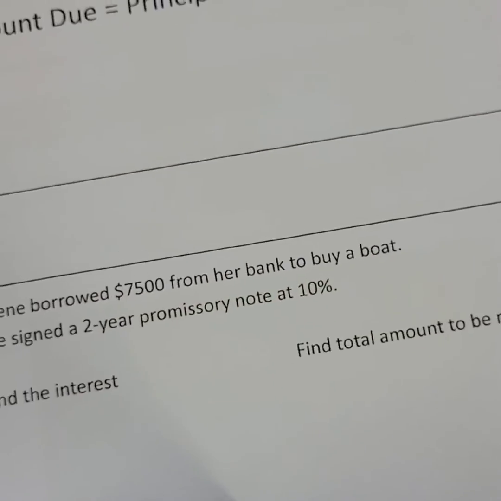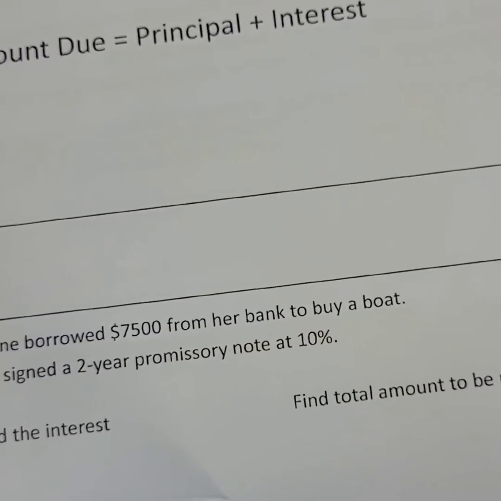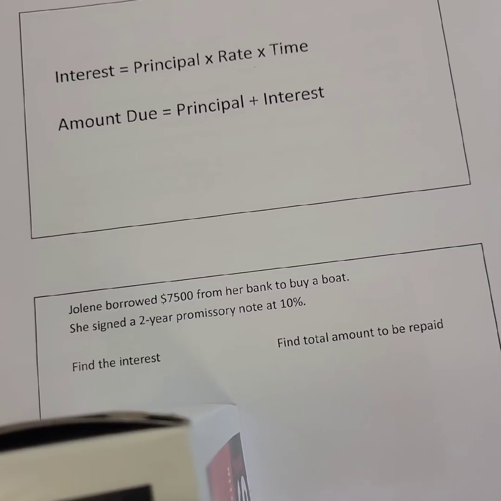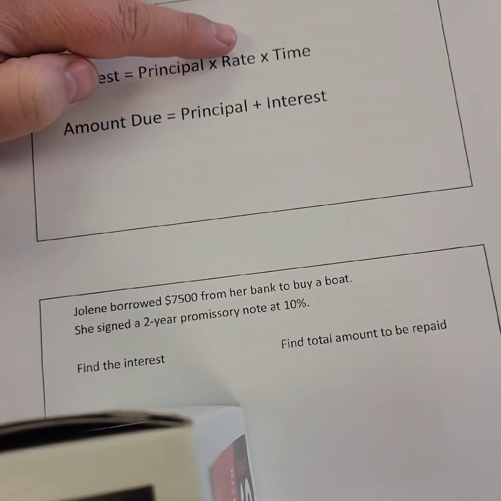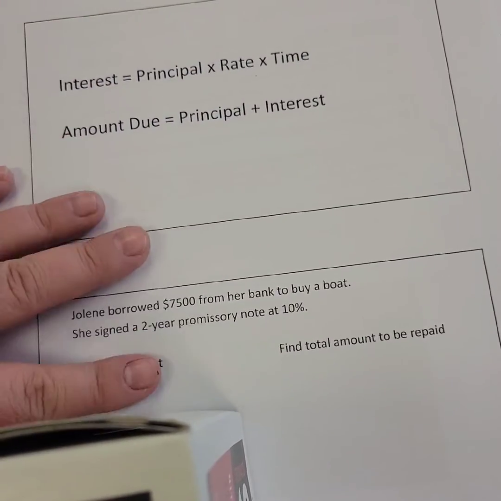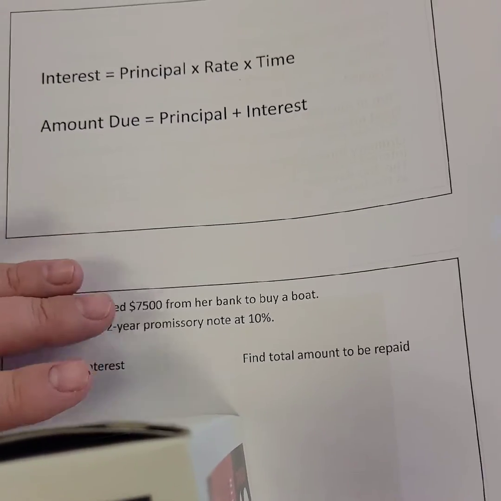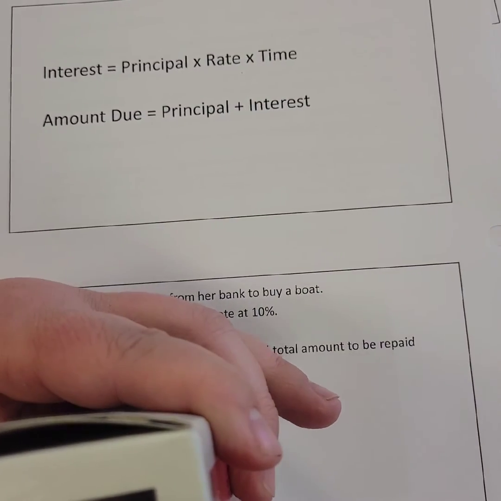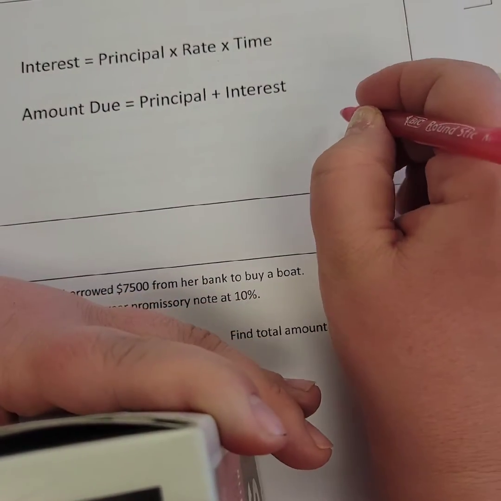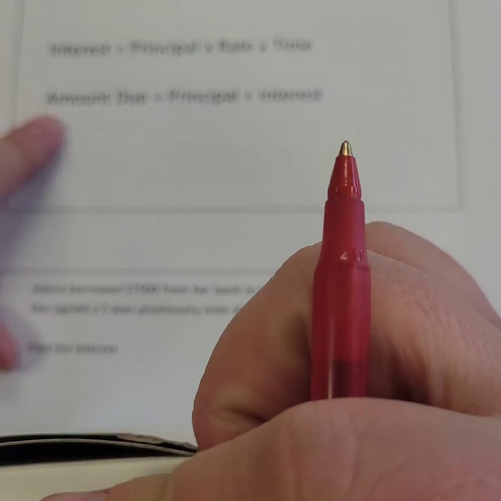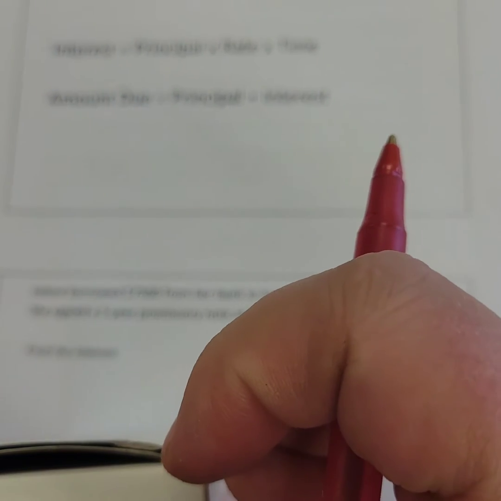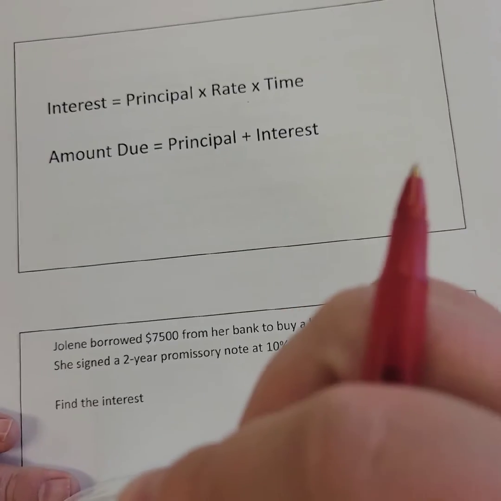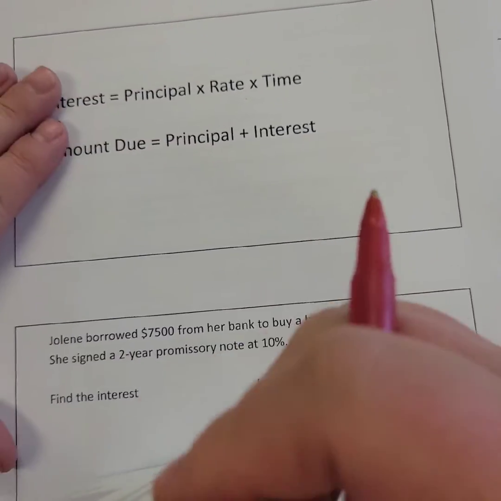Okay, so then it's the exact same thing that we've done before. Interest is literally just principal, or how much you borrowed, times rate in percent, times time in terms of years. So if, for instance, you were given 18 months, you could do 18 over 12, and then that would work fine. Amount due is the amount that you borrowed, and then how much interest you owe.